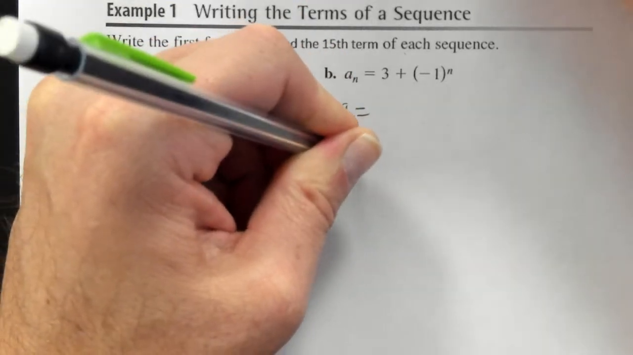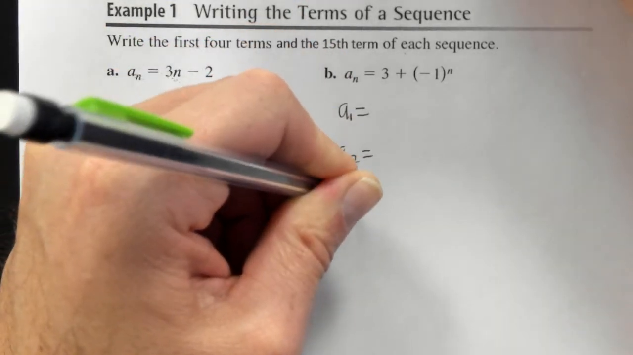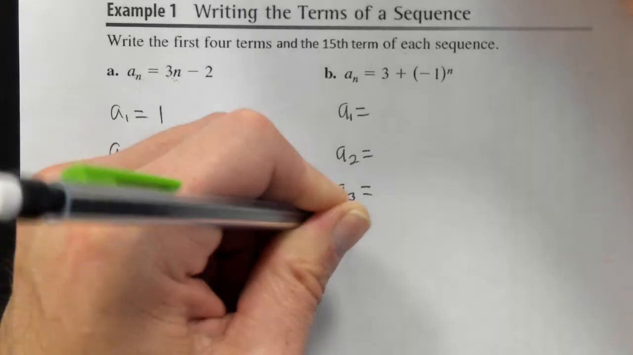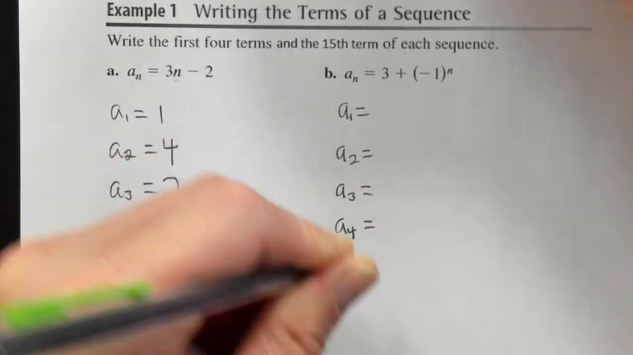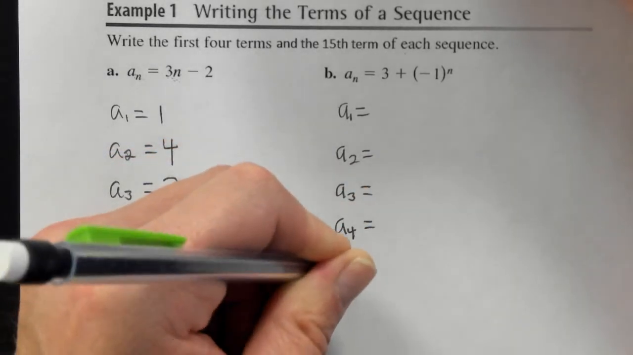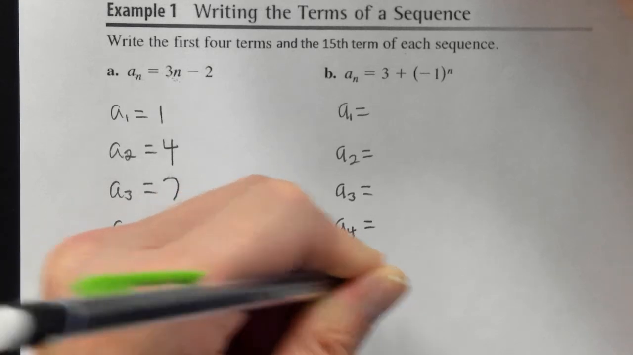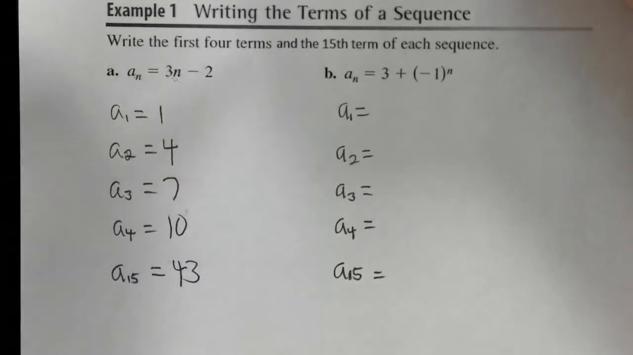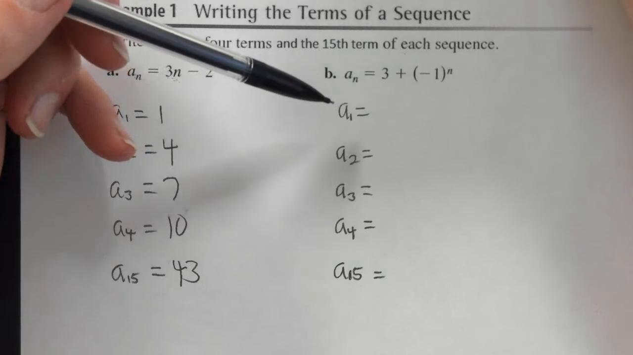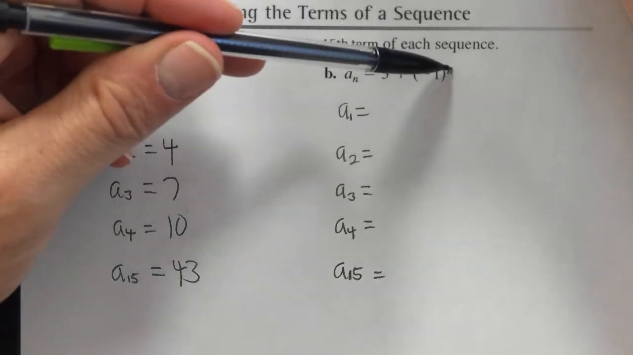I want A sub 1, A sub 2, A sub 3, A sub 4, and A sub 15. All right. Okay, so with this one now, I'll need to plug in 1 for n, right?